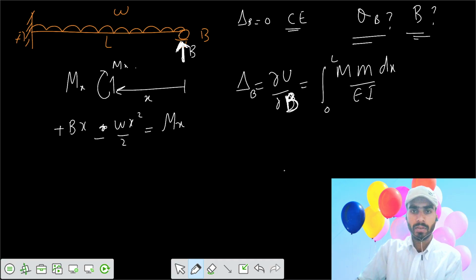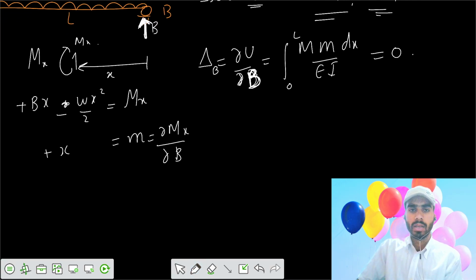So if you differentiate it with your reaction B, there is no need to apply a pseudo load of any P, because there is already a reaction provided by that support. We have to minimize that strain energy with respect to your reaction at B to get the delta at B equals to 0. So finally we got the moment Mx. We need that small m, that equals dou Mx by dou B. So the value of dou M by dou B becomes equal to x. So finally we can write delta B equals to 0.